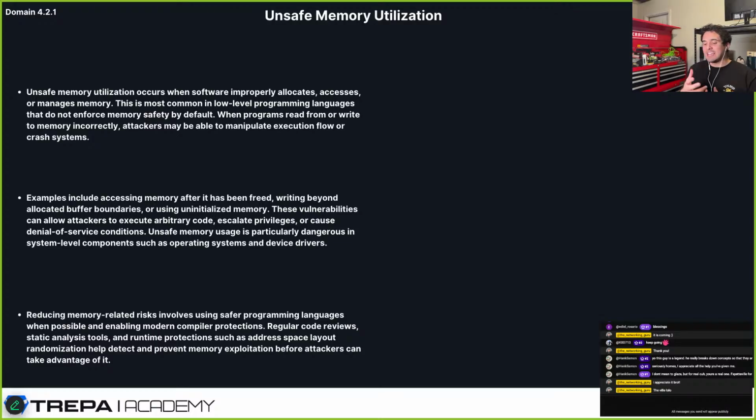So pretty much taking that memory for something malicious, and the computer, the anti-malware, the antivirus, or EDR solution thinks, oh, it's used for this process, that's not malicious, but actually that malicious process is using it. So these vulnerabilities can allow attackers to execute arbitrary code, escalate privileges, or cause denial of service conditions. So yeah, that's essentially what it's doing.